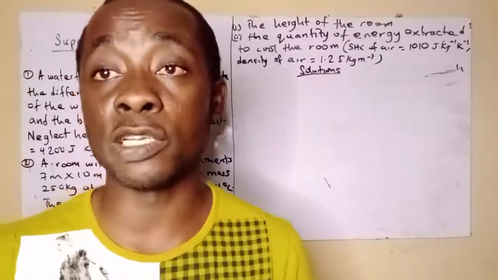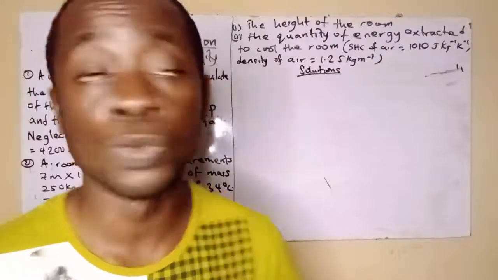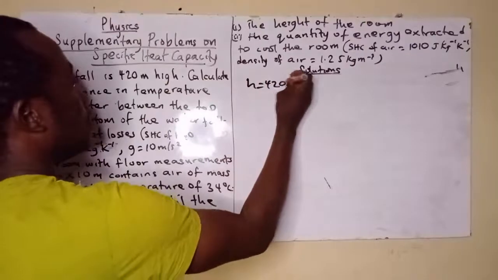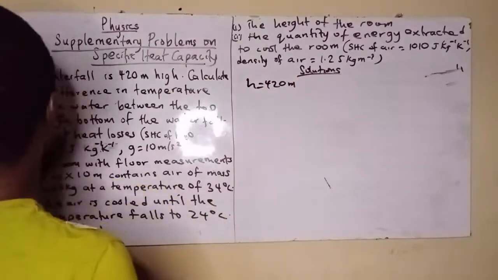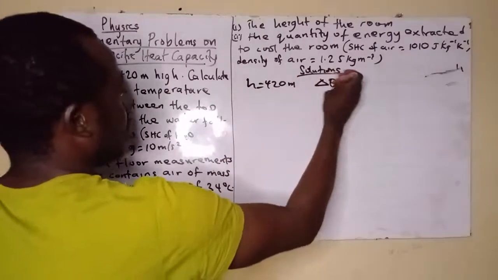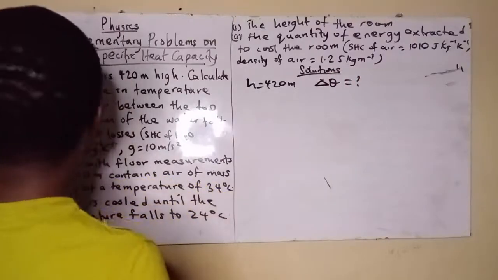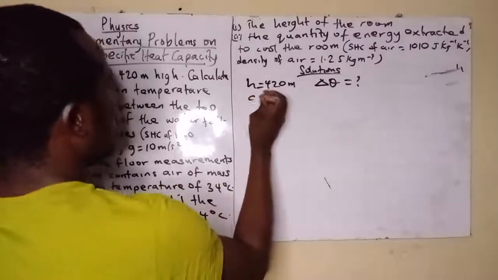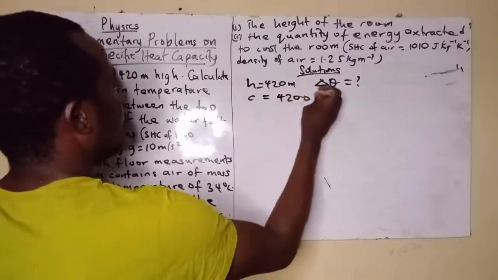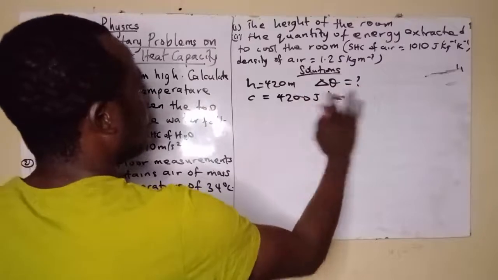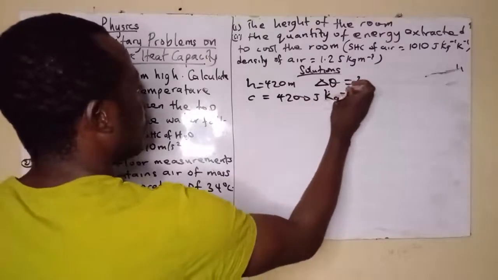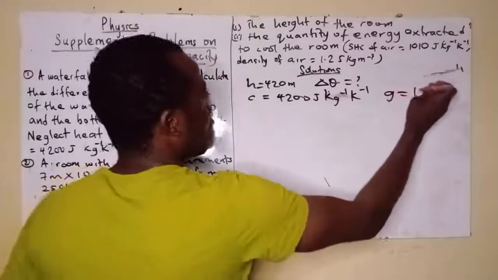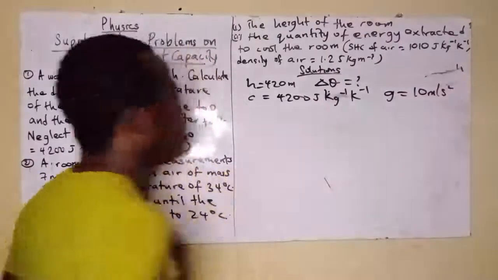Now, let's list out the parameters. That's the first thing we need to do. Height is 420. We are asked to find the difference in temperature, which we don't know. Then C is 4,200 joules per kilogram per Kelvin. G is 10 meters per second squared. Now let's go for it.